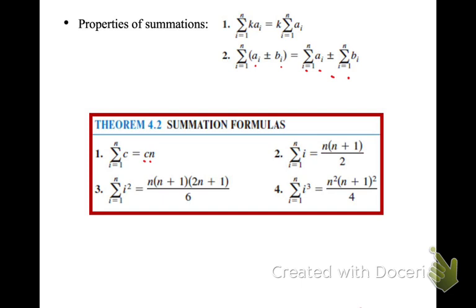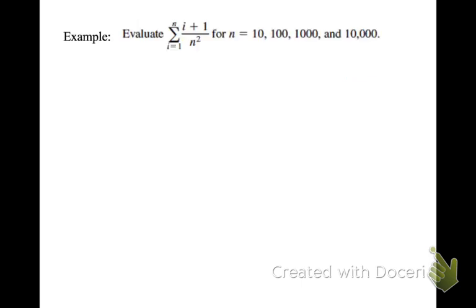The last one we have on here is i cubed. So it's n squared times n plus 1 quantity squared over 4. Okay, so we're going to use our rules, and we're going to make things easier. So we need to evaluate the sum for 10, 100, 1,000, and 10,000.